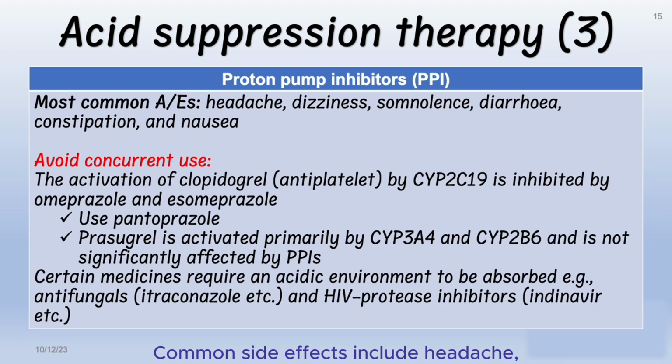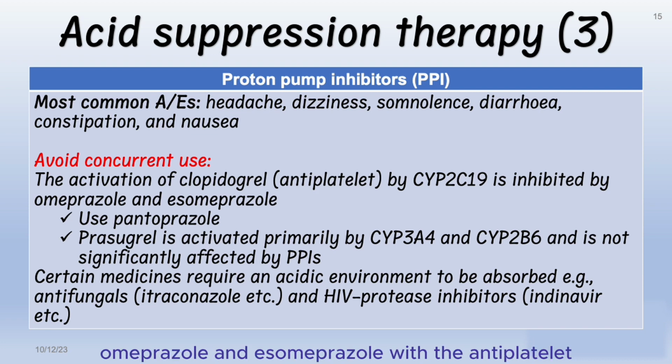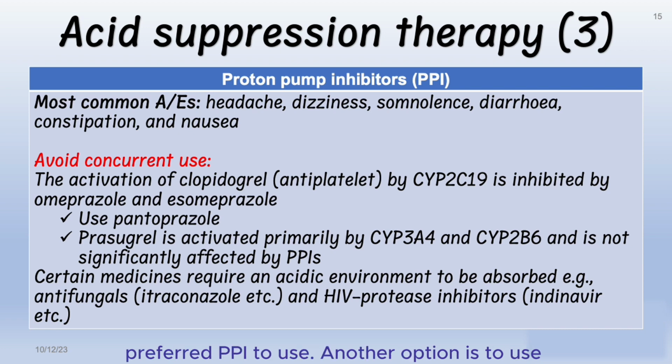Common side effects include headache, dizziness, somnolence, diarrhea, constipation, and nausea. Drug-drug interactions include omeprazole and esomeprazole with the antiplatelet clopidogrel. The PPIs inhibit the isoenzyme CYP2C19, which is responsible for the activation of clopidogrel. In this case, pantoprazole is the preferred PPI to use. Another option is to use prasugrel instead of clopidogrel, as this antiplatelet is not significantly affected by PPIs.